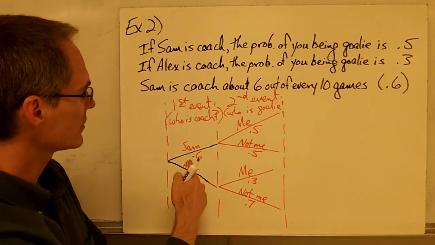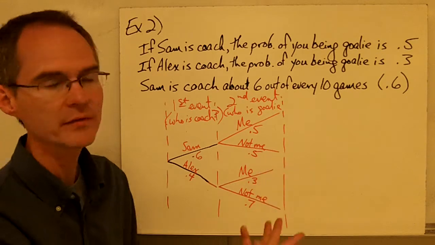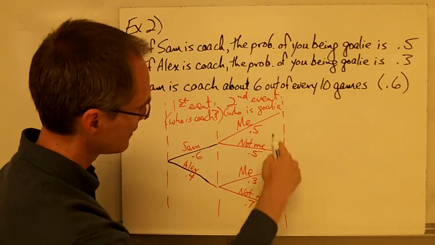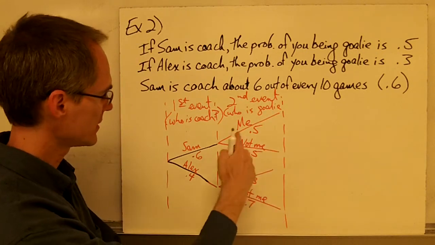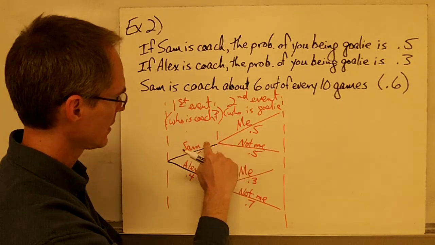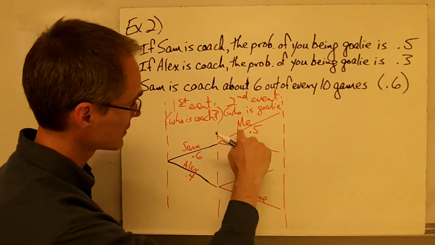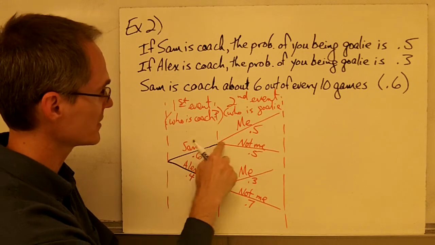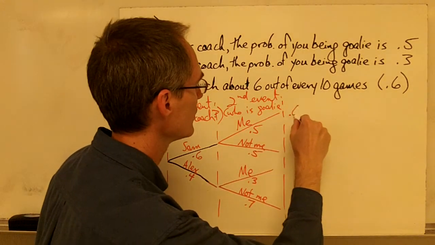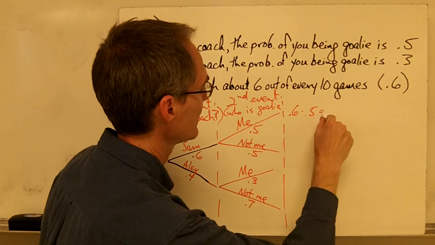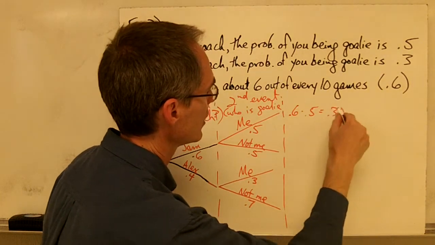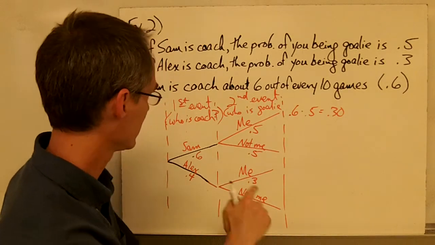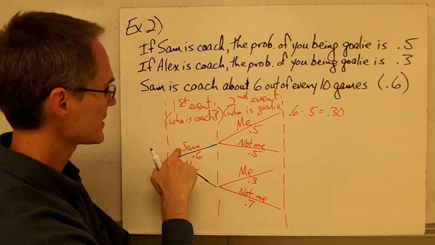Okay, well now I can do the same thing that I did in my coin flipping example, which is I can now figure out the probabilities of each of these 4 outcomes. That is, if Sam is the coach, this is the probability of me being goalie when Sam is the coach. So I'm going to multiply these 2 probabilities here. 0.6 times 0.5, which is 0.30. And this is the probability that I am the goalie if Sam is the coach.